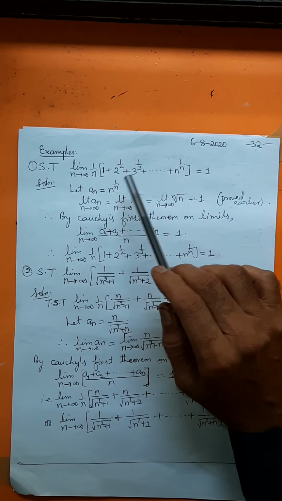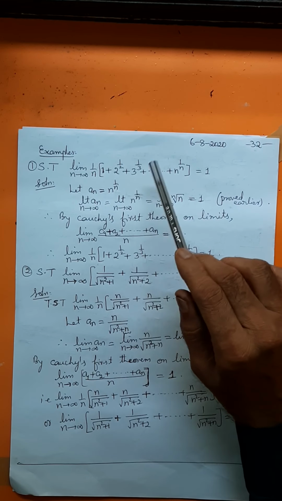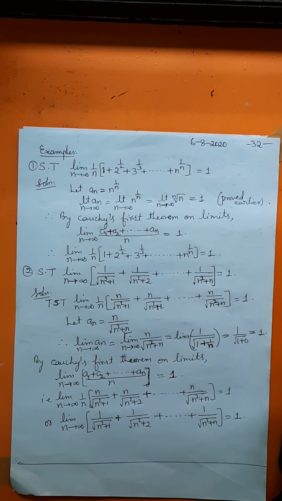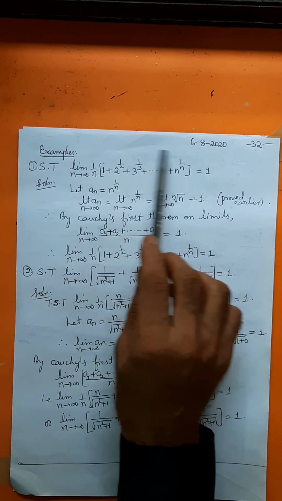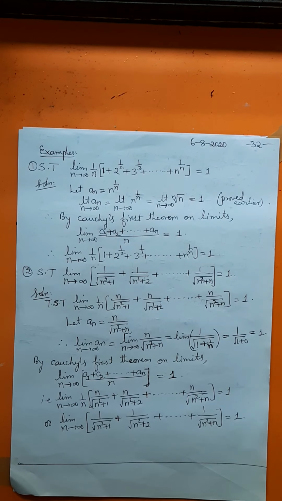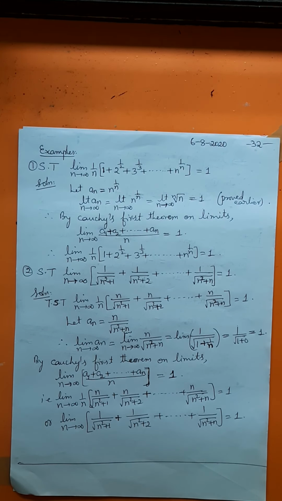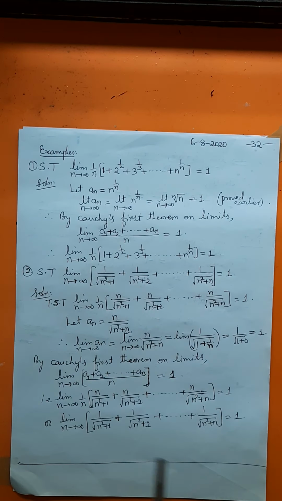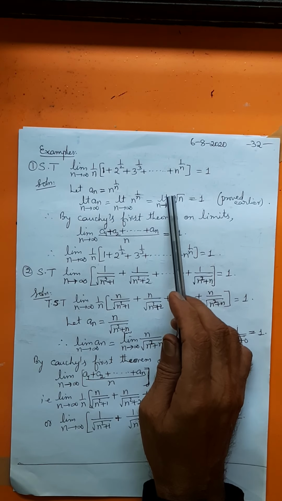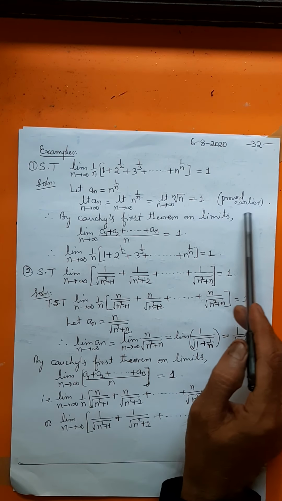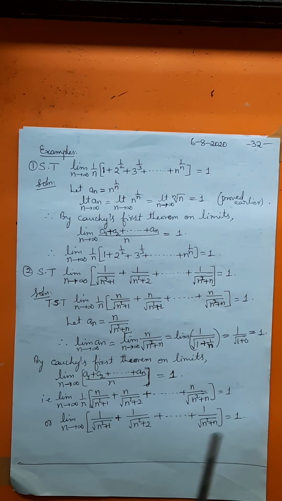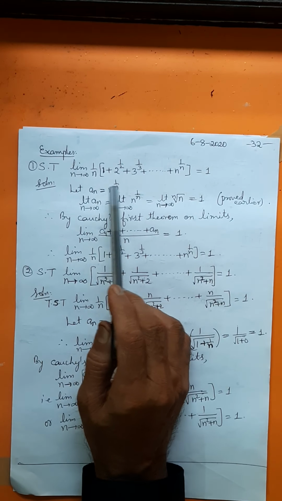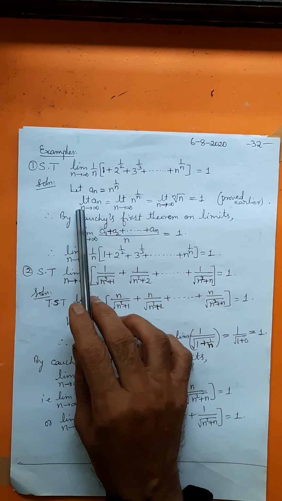Show that the limit of 1 by n into (1 plus 2 power 1 by 2, 3 power 1 by 3, up to n power 1 by n). Actually 1 power 1 by n is 1. You want to show this limit value equals 1 using Cauchy's first theorem on limits. Let us take an equal to n power 1 by n. What is the limit of an? It is the limit of n through n, which you have already studied. The limit of n through n is 1 from your knowledge. So the limit of an is going to be 1.